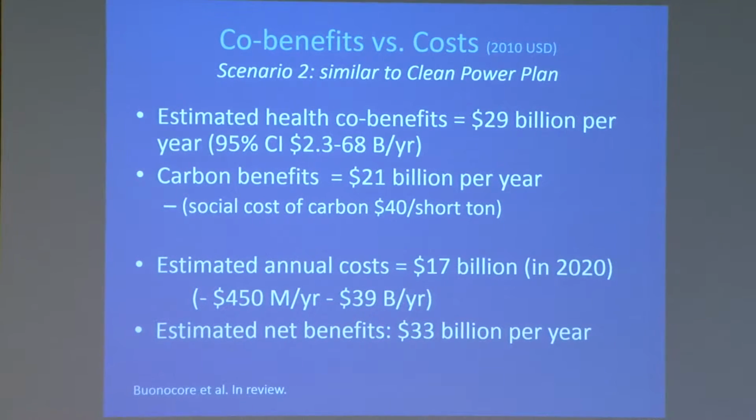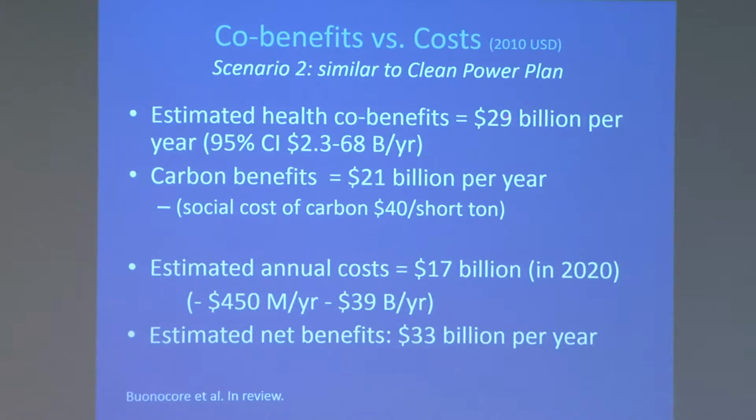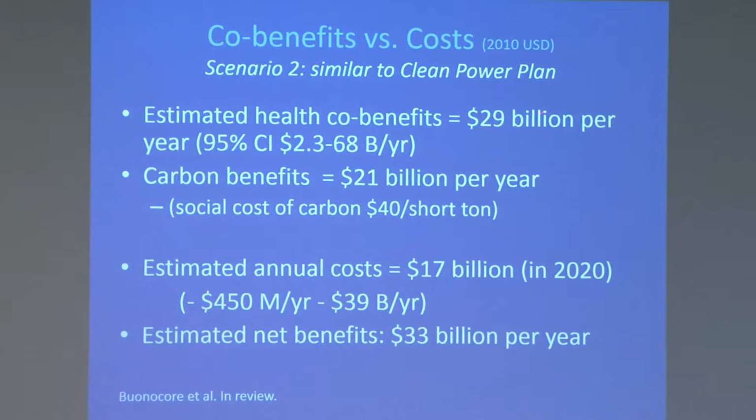So from output from BenMap, the health co-benefits, we estimate the central estimate is $29 billion per year for scenario 2, which is similar to the Clean Power Plan. This is the confidence interval. If you make a very crude estimate for what the carbon benefits would be associated with the social cost of carbon, you can see that they're of the same order of magnitude. And then we have an estimate of the annual costs at about $17 billion. And then we also looked at evaluation of how we estimate those costs and the assumptions associated with those costs. So we think there's very strong net benefits for that.